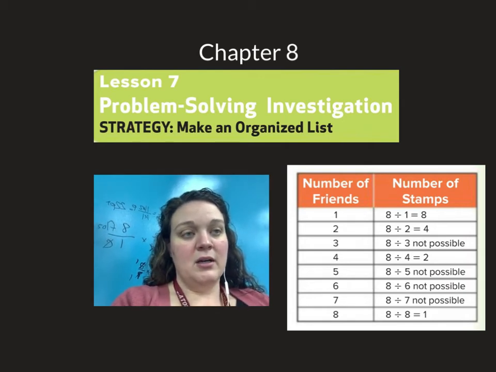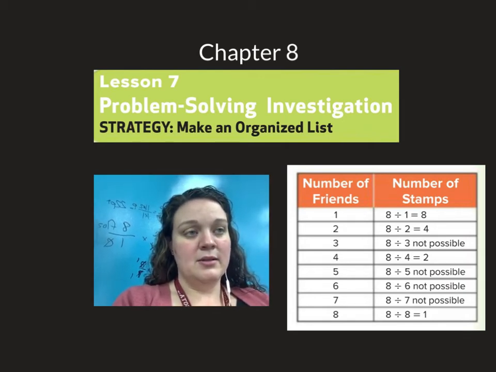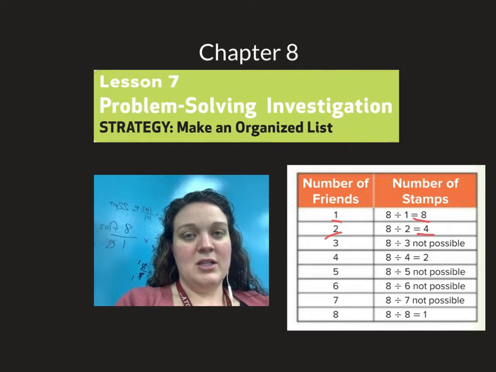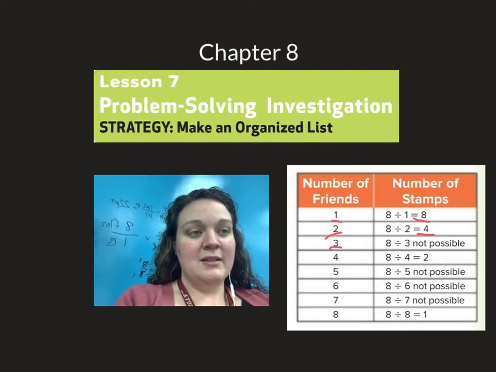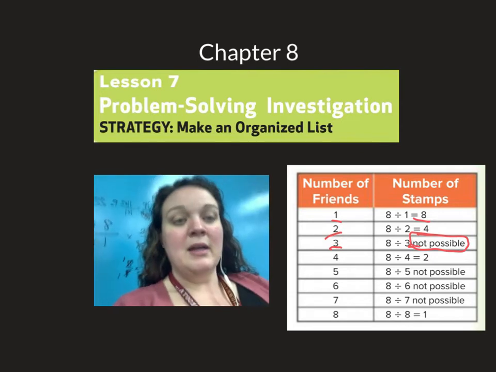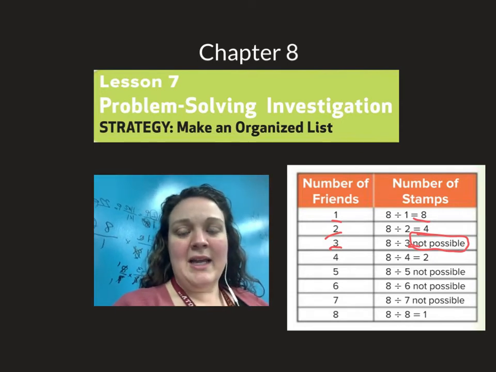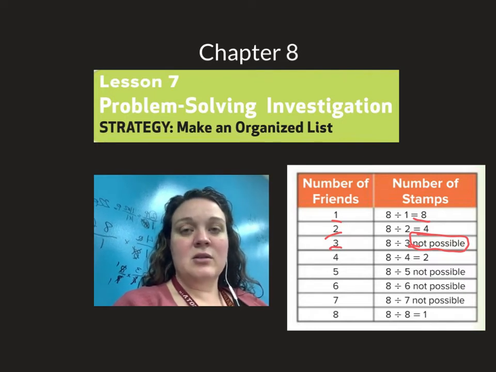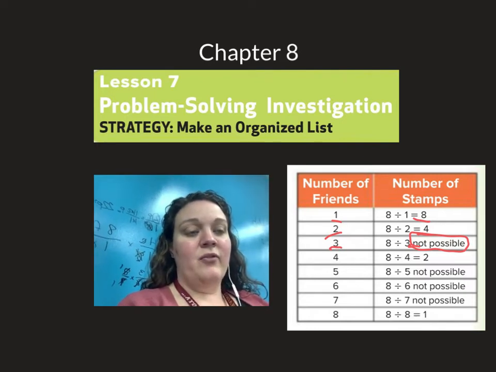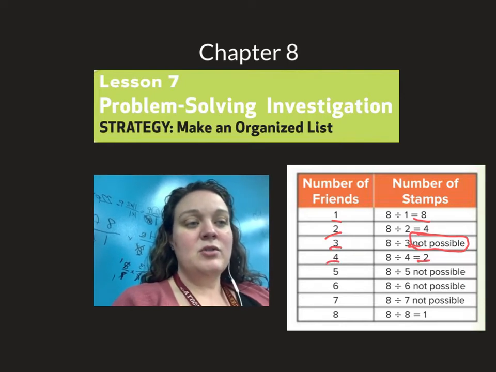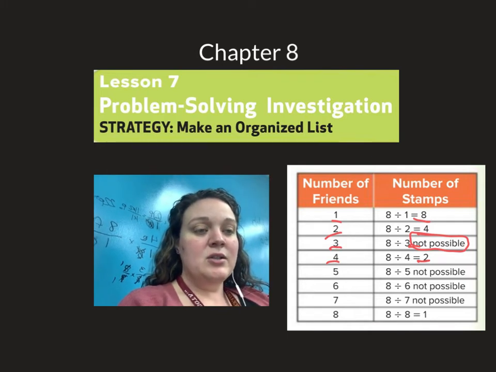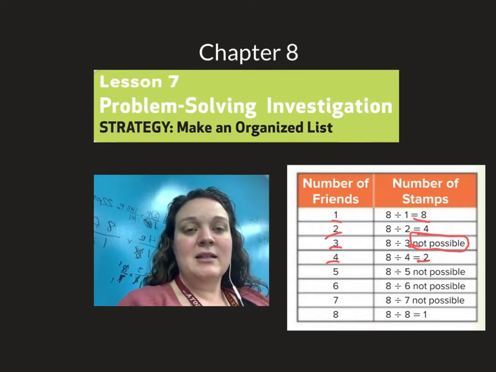So notice over here we have a table. If one friend, we'd need 8 stamps. If there were 2 friends, we each get 4 stamps. 3 friends, not possible, because if I count by threes, I don't hit 8. I go 3, 6, 9. I jump right over 8, so that one does not work. If I have 4 friends, I would need 2 stamps. So it's a nice way to lay out all of your information so you can look at it easily and solve the problem.